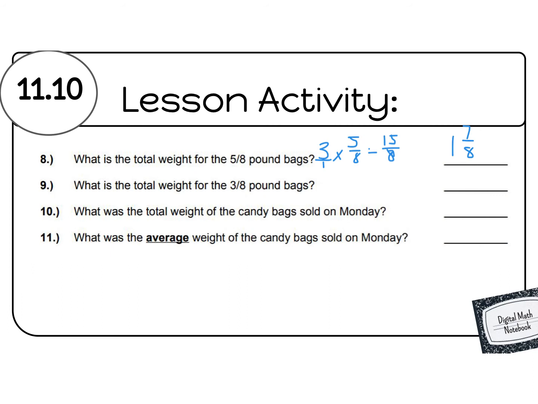Our next question says, what was the total weight for the 3/8? Above the 3/8, we had 2 x's. So that means we need to do 2 times 3/8. Straight across the top and straight across the bottom. 2 times 3 is 6 over 8, which we can simplify by dividing both the top and the bottom by 2 down to 3/4.